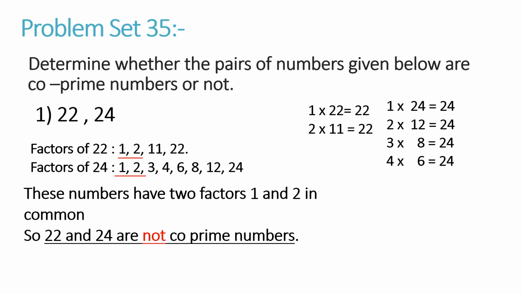So 22 and 24 are not co-prime numbers. Get it? Numbers are said to be co-prime only when just one factor is common. Here two factors are common, so they are not co-prime numbers.